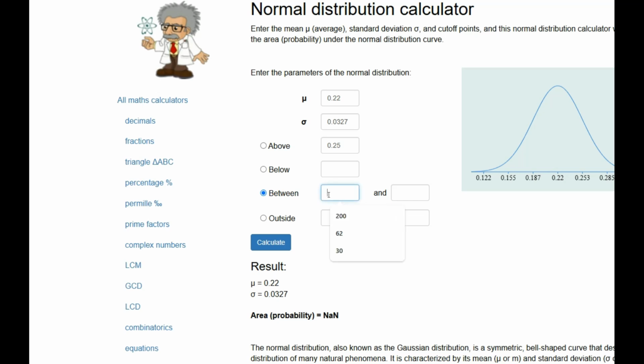And then for the second part, we want between two values. What's the probability of proportions between 0.20 and 0.25? Well, that ends up being about 0.55. There's about a 55% chance our sample proportion will be in between 20% and 25%.